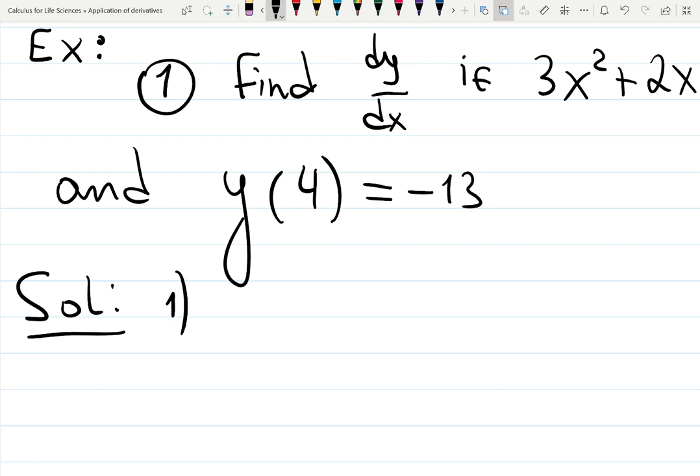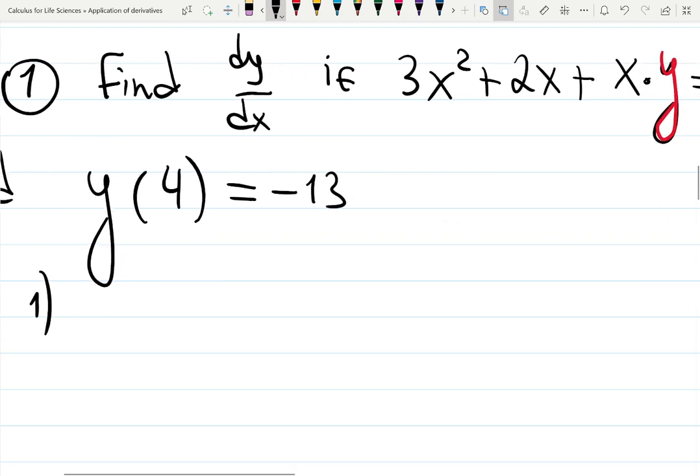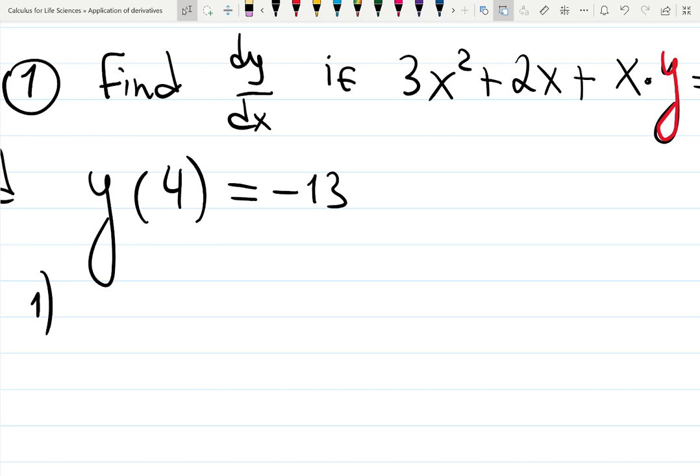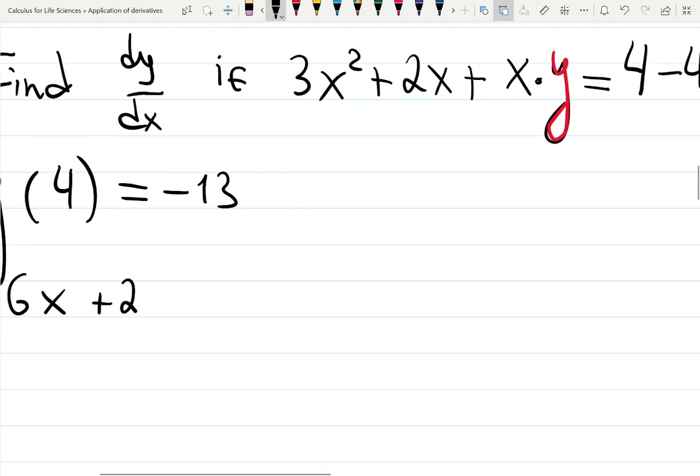Just differentiate everything. Easy to say, but keep in mind what x and y have in common but different. So, what is 3x squared when I take the derivative? 6x. Nothing complicated. What is 2x? 2. Now, x times y is actually a product rule. This is my u and this is my v. Product rule, because both are variables. And they are different also.